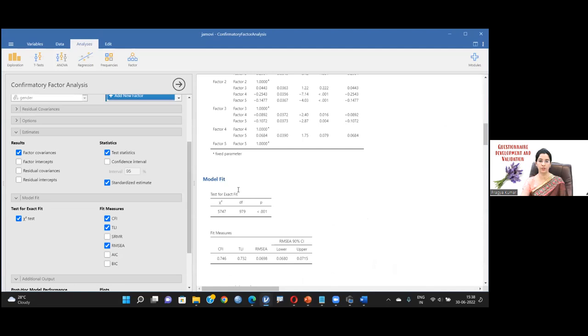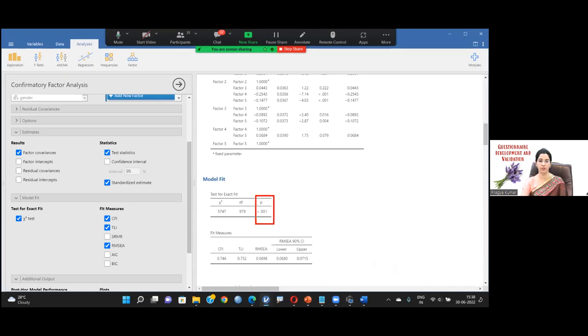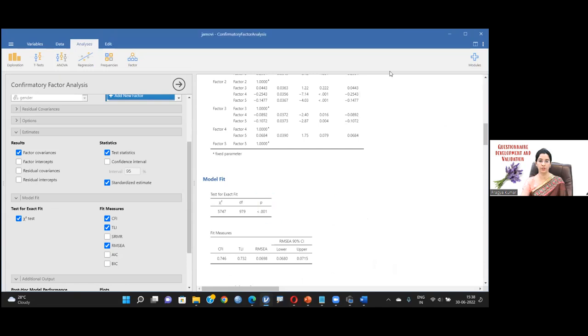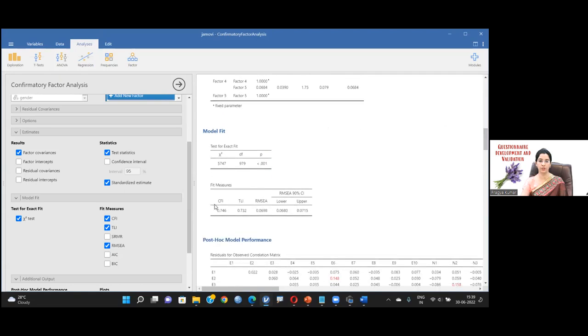Now coming to this, if you see this statistics of model fit, you will see that the p-value is significant. So you can say that this model is okay. But remember, from EFA, we have seen that all the 5 factors were able to explain only 40% of the variance of that personality trait, that construct. So if you come down and see these fit measures, what is the value of CFI? It is 0.746. The value of TLI is 0.732. So we say that it is not a good fit.